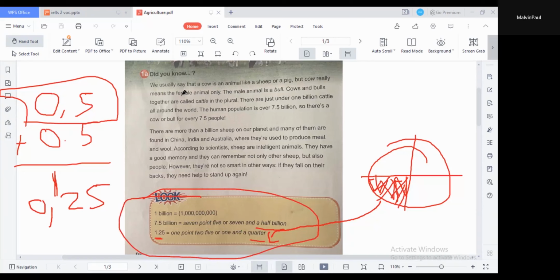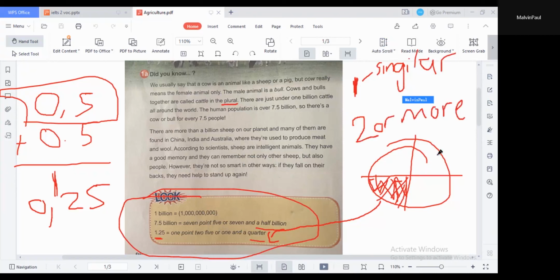So the first one is plural. What is plural? When we say one person, that is singular, which means one. And plural means two or more. So once we have two things, these are plural. Two or more becomes the word plural.